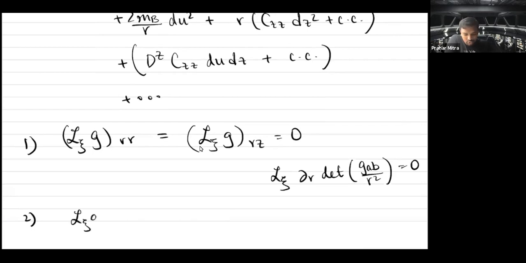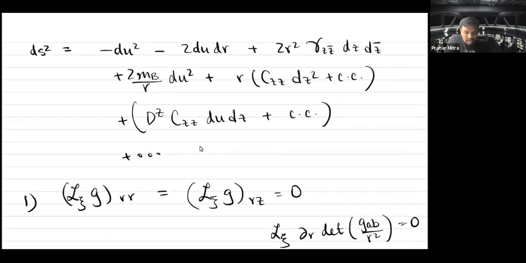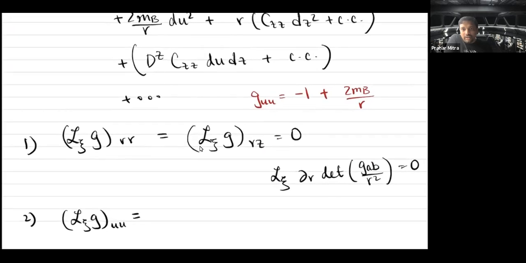So if I look at the UU component of the metric, the original UU component has a structure of the form -1 plus 2mB over R. If I look at the change in the metric, I don't want to affect the -1 part of this. I want to leave that invariant, but it's okay to modify this as long as it's still 1 over R. So the boundary condition I'm going to impose is that the Lie derivative of G_UU is order 1 over R. Okay, this is the idea.